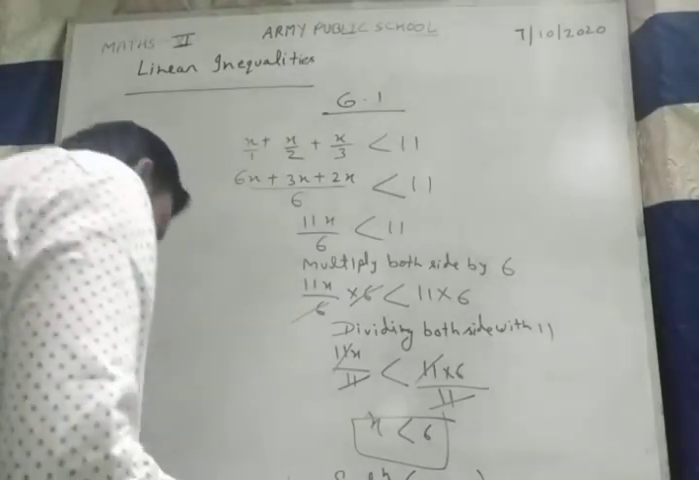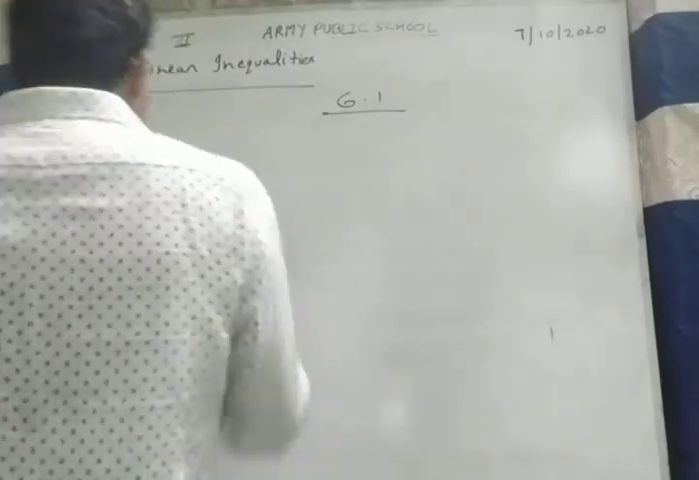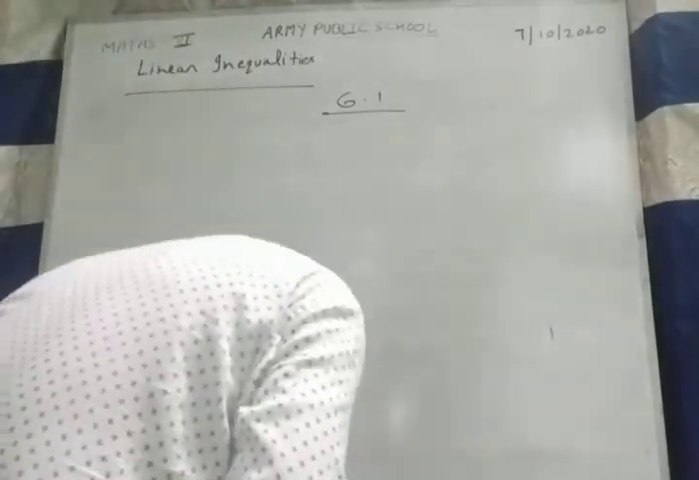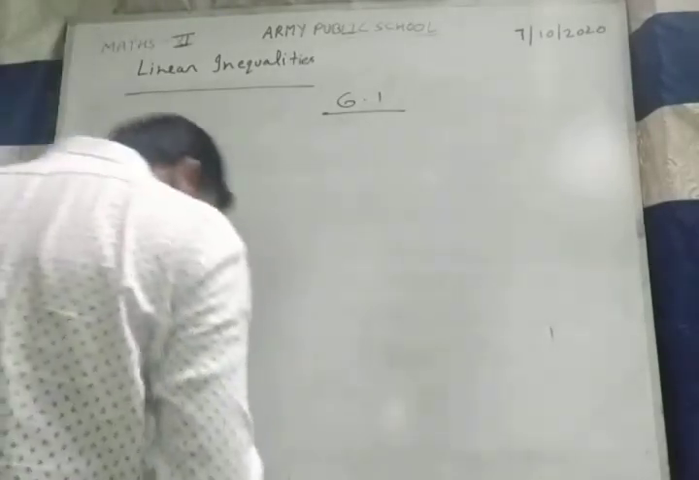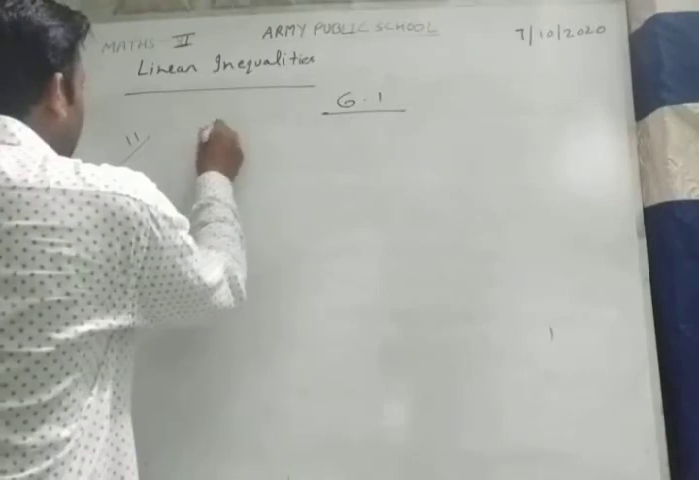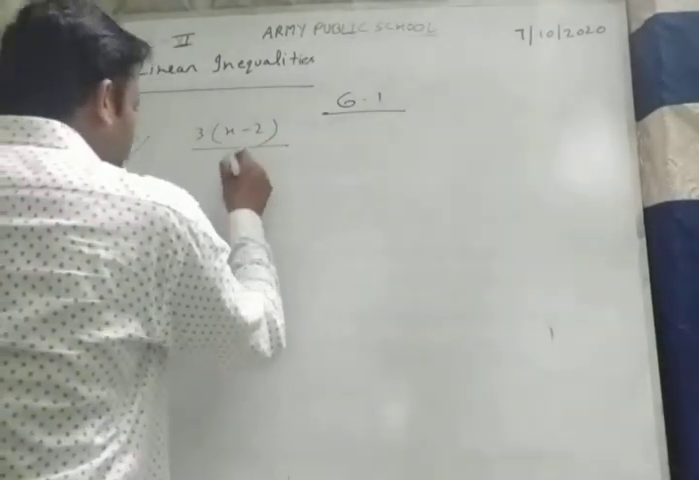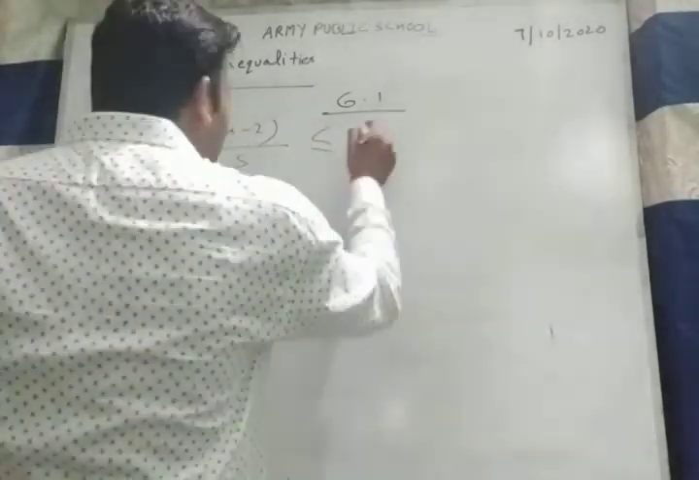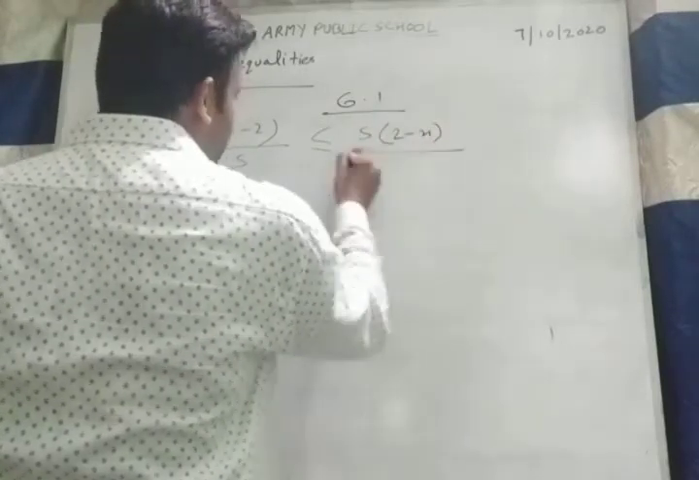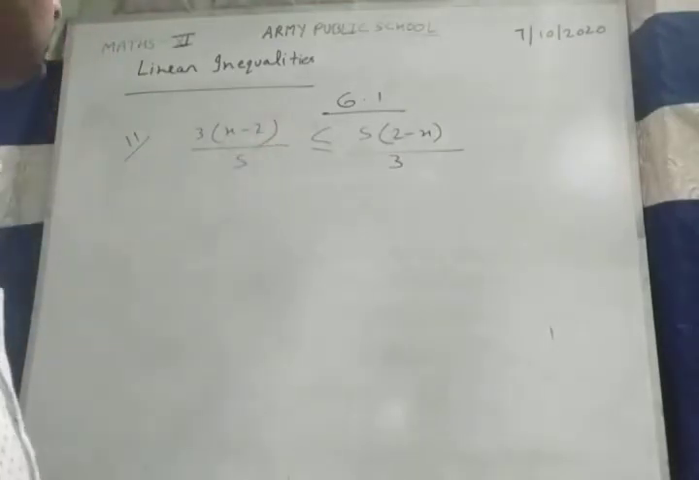Next question. Question number 11. 3x minus 2 divided by 5 is less than or equal to 2 minus x divided by 3. We have to find the value of x.